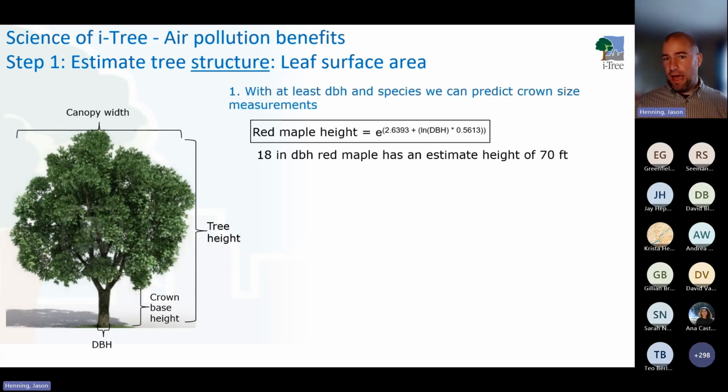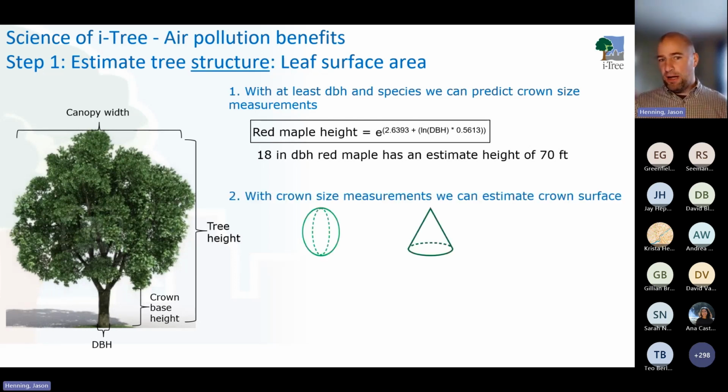So within iTree, if you have DBH and species, we have equations in the background that'll predict how large that tree crown is. So one of those measurements is going to be tree height. You don't have to write down these equations. Again, I get the kind of unenviable task of talking about the science here, but this is an equation that we have in iTree to estimate the height of a red maple tree based on its DBH. So this allows us another input into our models about how much leaf surface area that tree might have. So in this case, our 18-inch red maple, we estimate it's about 70 feet tall.